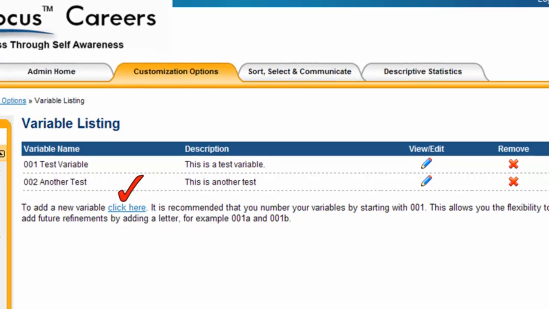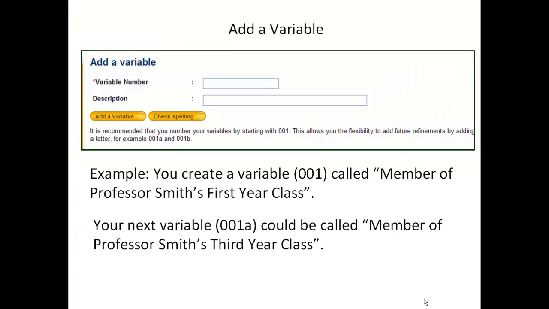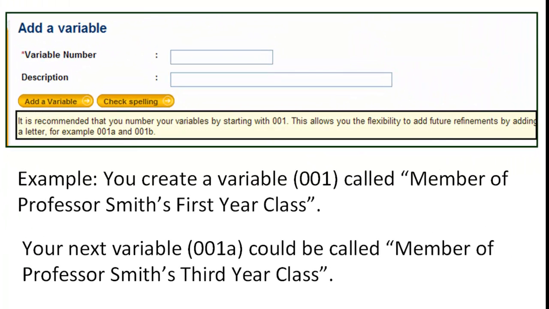Click here to start. The process is pretty simple. It is recommended that you number your variables starting with 001. This gives you the flexibility of refining your variables in the future with letters. For example, you create a variable 001 called Member of Professor Smith's First Year Class. Click on Add a Variable and you are done. It is that easy. Your next variable, 001A, could be called Member of Professor Smith's Third Year Class.